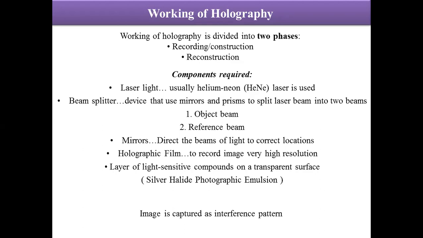Another thing that we need is the beam splitter, because in holography we need an object beam and a reference beam, and to split a major beam, we need a beam splitter. Apart from beam splitters, we can also use some mirrors and prisms to split it and focus it on a proper path. We also need a holographic plate, which is a photographic plate, to record the image with very high resolution. The image that is captured is in the form of an interference pattern.